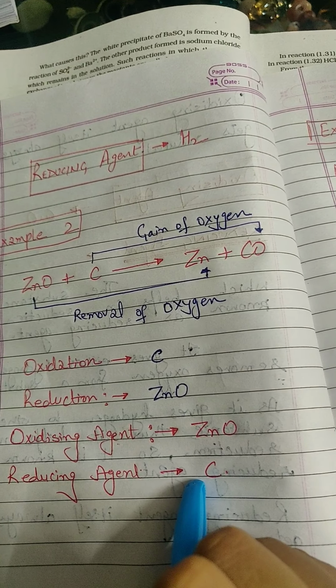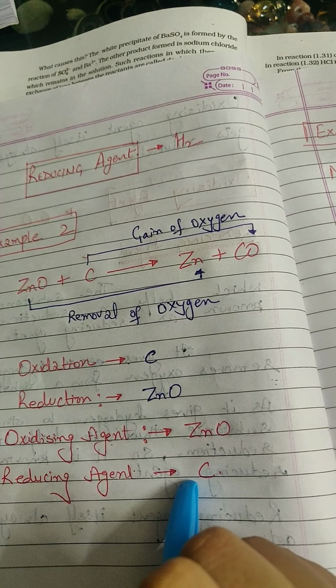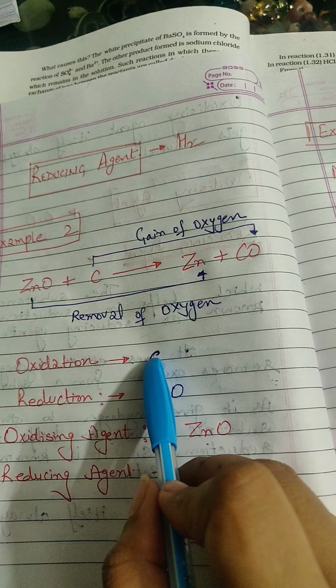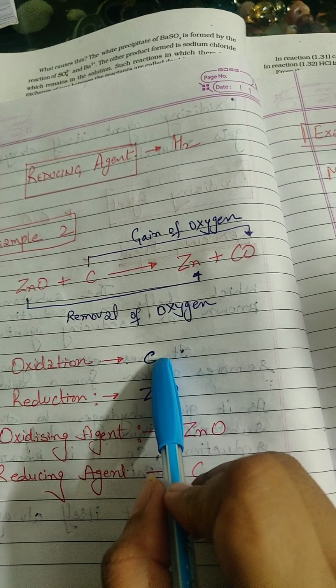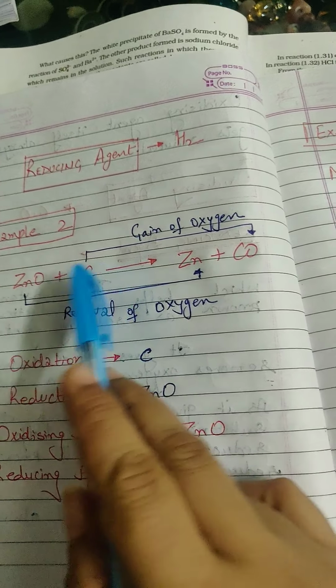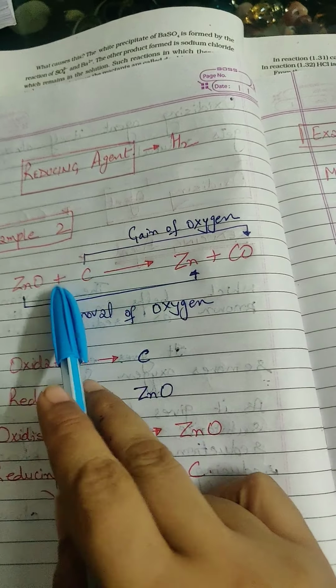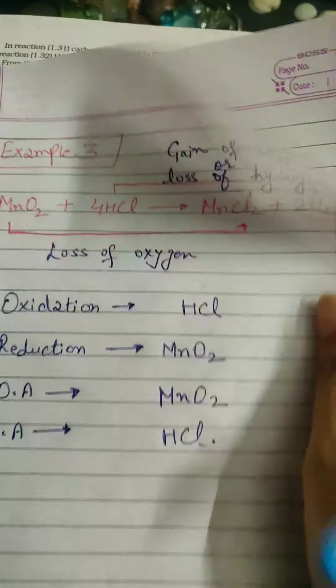The reducing agent is carbon. How is it a reducing agent? Because itself it is showing oxidation. By gaining oxygen from zinc oxide, it is helping in reduction. As it is helping in reduction, it acts as a reducing agent. A reducing agent always gets oxidized, and an oxidizing agent itself always gets reduced. Let's take one more example.